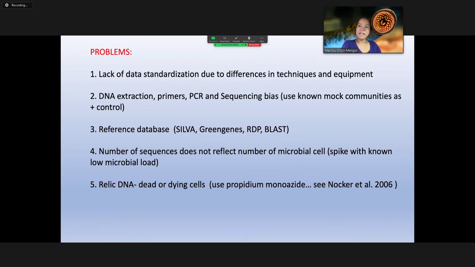So the best way to control this is we use mock communities. Mock communities basically are sets of bacterial samples. It's one sample that consists of about 10 or 12 or maybe even 6 bacteria, and these are amenable to DNA extraction. This can be your positive control for sequencing as well as for your extraction procedure.